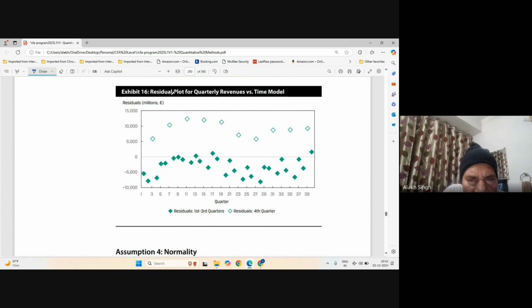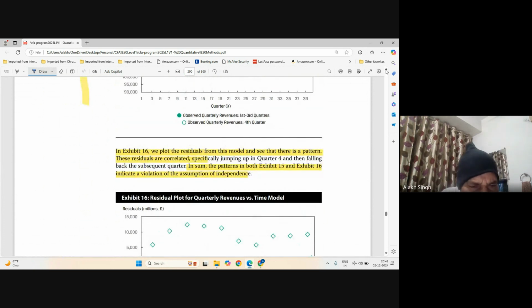That's how the residual plot will show the independence of error terms. If you plot error terms and you are seeing some pattern like overestimation and underestimation, that will tell that they are not independent. Let's see. In Exhibit 16, we plot the residual from this model and see that there is a pattern. These residuals are correlated, especially jumping up in quarter four, and then falling back in the subsequent quarter. So in sum, the pattern in both Exhibit 15 and 16 indicates a violation of the assumption of independence.